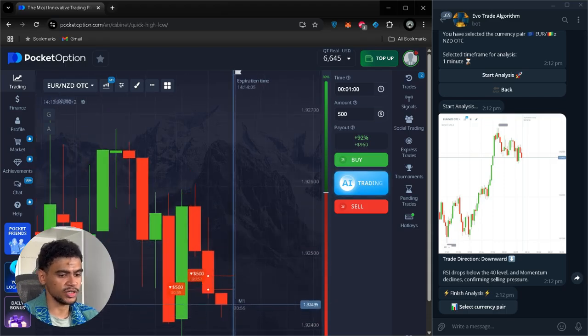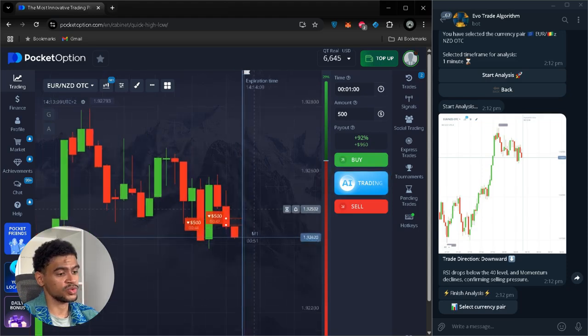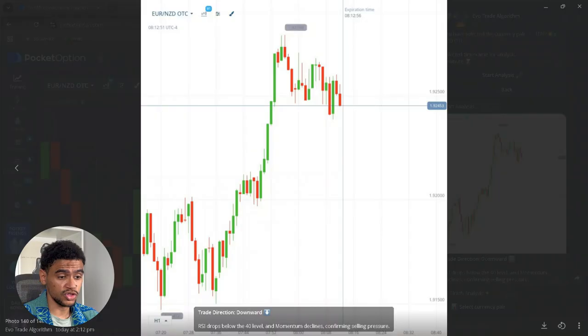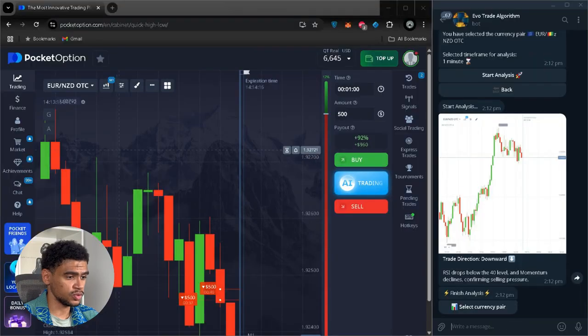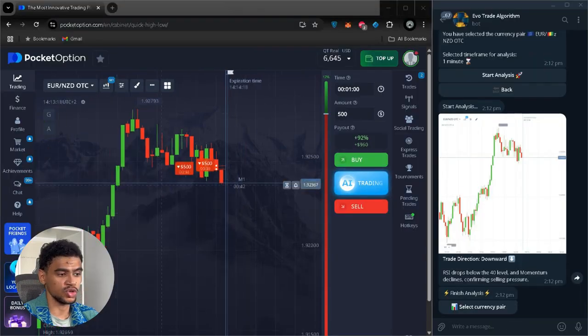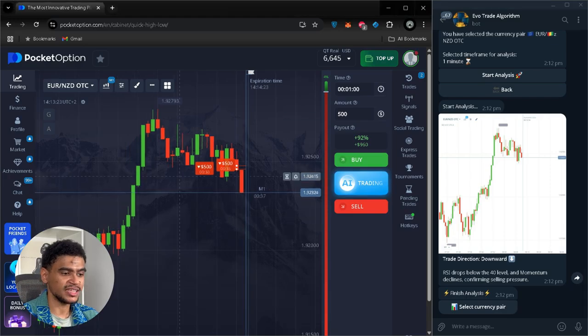RSI drops below the 40 level and momentum declines, confirming selling pressure. And now we just wait and observe. You also have a screenshot from the robot showing you the chart, and if you look, this is exactly the same chart, so you know you're not just randomly getting a signal. This is an actual screenshot of the chart that you're trading on.